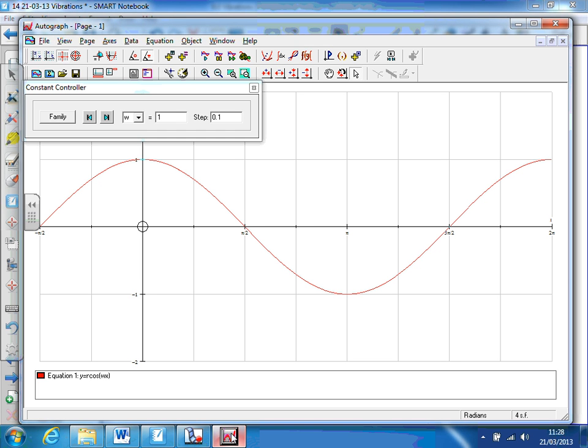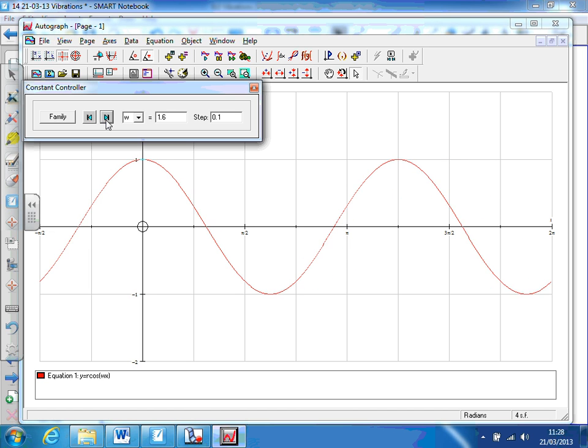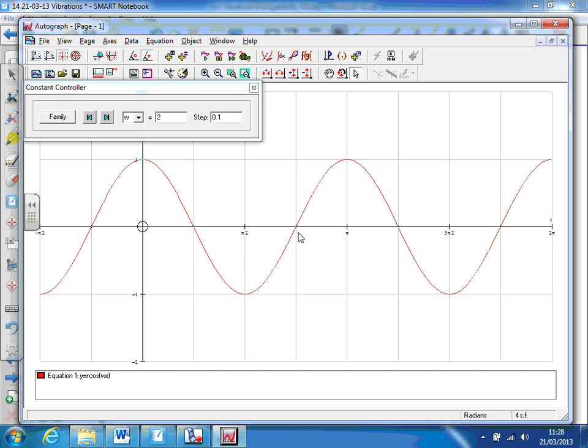If I increase omega, what's going to happen to this wave? Now what's happening? Yeah, it's now doing 2 complete oscillations. One oscillation there, because it's starting at the top, 2 oscillations there. So it's doing 2 oscillations within the same time period of 2 pi radians.